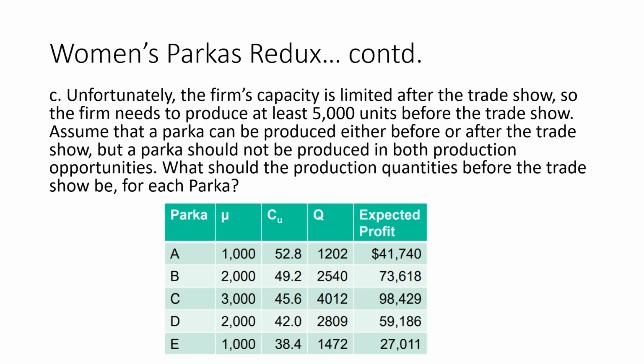So assume that a Paka can be produced either before or after the trade show, but the Paka should not be produced in both production opportunities. So this question means you're going to produce some types of Paka before the trade show and some other types of Paka after the trade show. And what should the production quantity before the trade show be for each Paka? So let's do it. This one is kind of complicated.